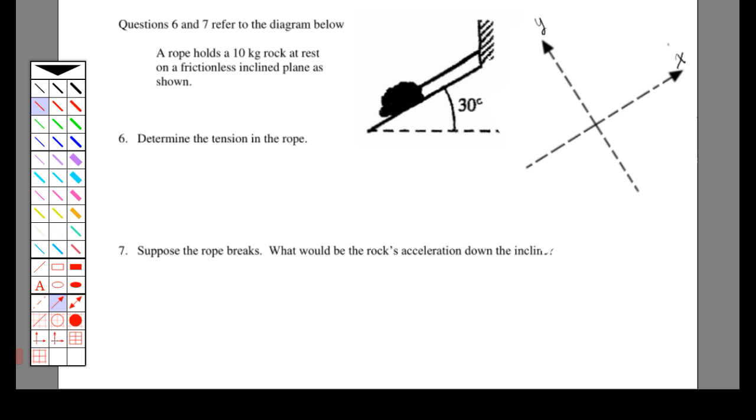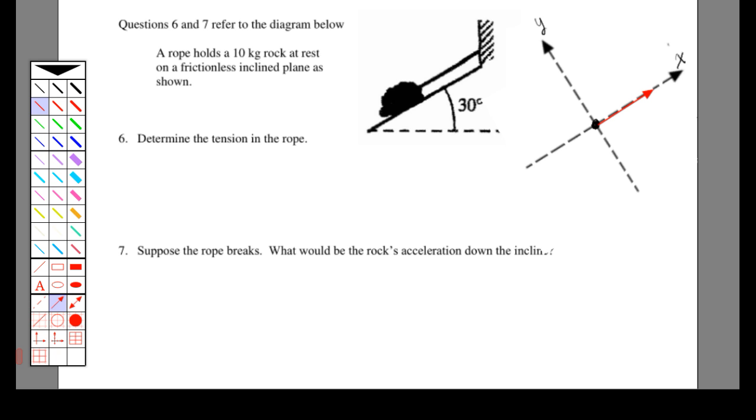So let's first draw our free body diagram for the rock. The first thing to note is I drew a coordinate system, I labeled it. I'm going to place the object as a circle at the origin of the coordinate system. Then I'm going to draw all the vectors. The first vector is going to be the tension in the rope. The tension in the rope is along the x direction, that's in the positive x direction. And there it is there.